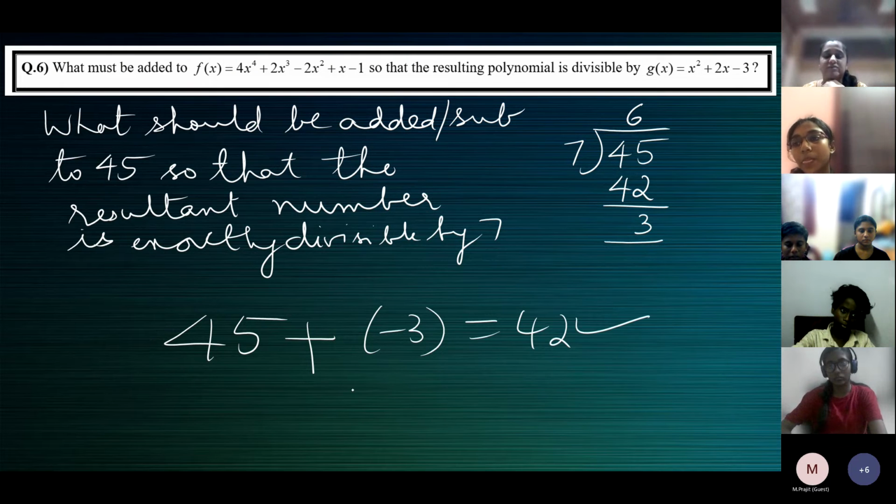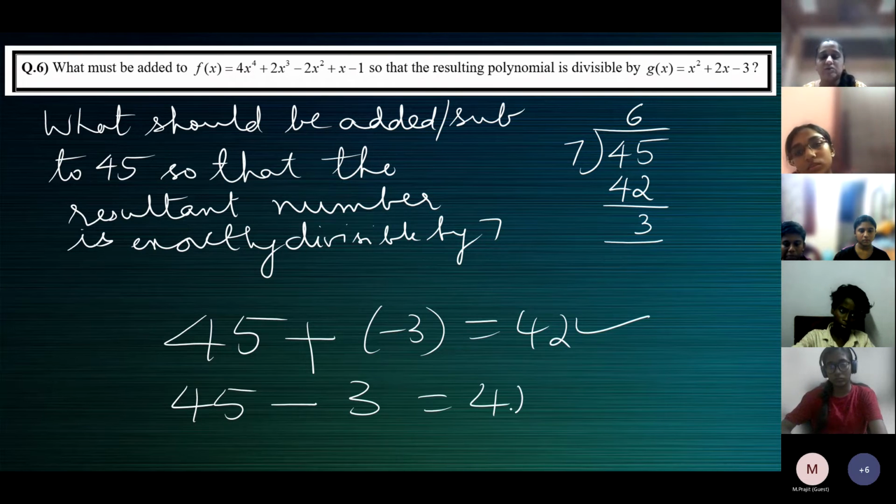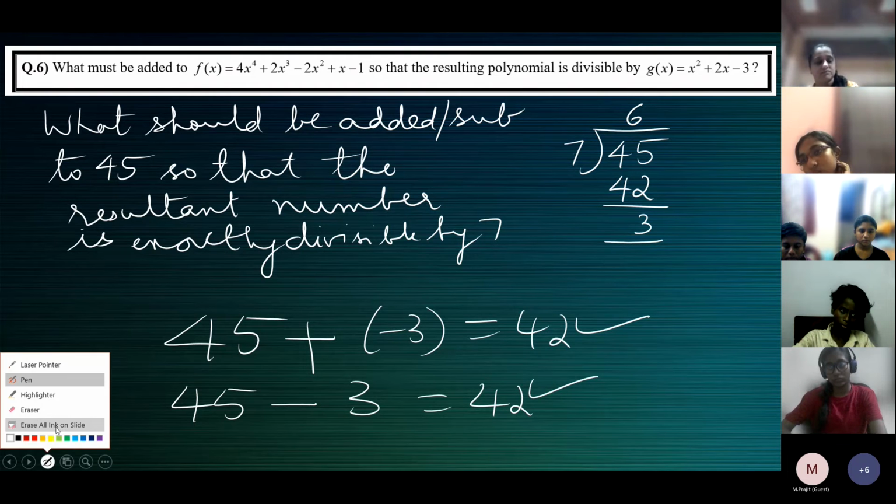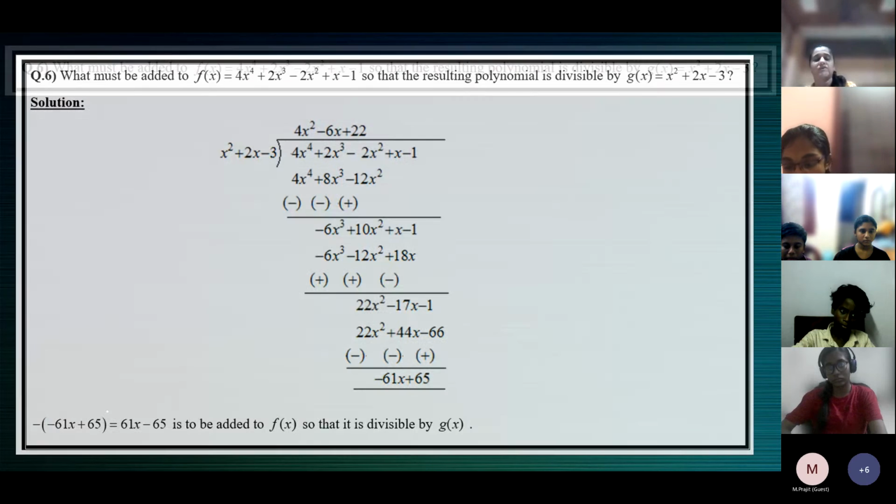Yeah, now this is exactly divisible by 7. What is to be subtracted? The remainder as it is should be subtracted. You can see that this is exactly divisible by 7. Very important question.